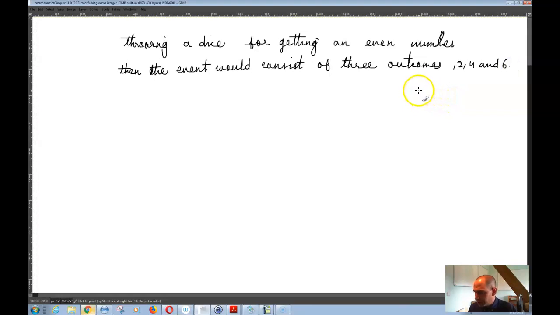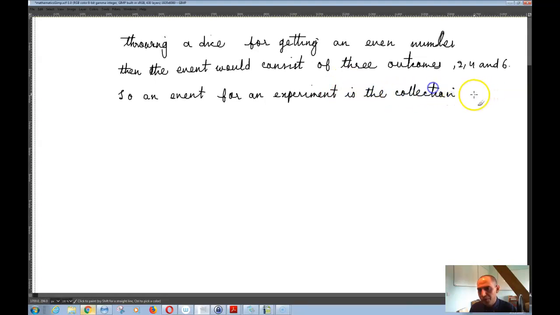And so an event for an experiment is the collection of some outcomes of the experiment. Based on this, you can understand that an event for an experiment is the collection of some outcomes of the experiment.